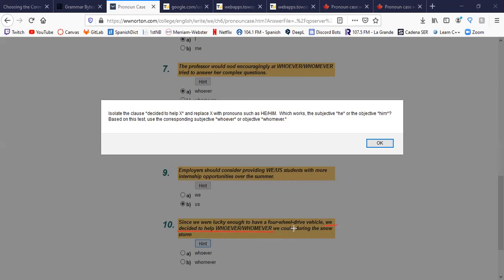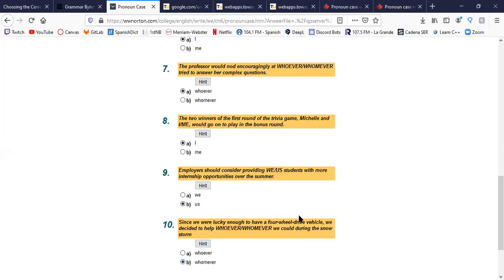So we have a direct object here. And so what would that require? So pause the video and think. Is it whoever or whomever? Okay, so the correct answer is whomever, because again, whomever is a direct object of the verb phrase, I should say, decided to help. So we should use whomever. So the sentence would be, since we were lucky enough to have a four-wheel drive vehicle, we decided to help whomever we could during the snowstorm.